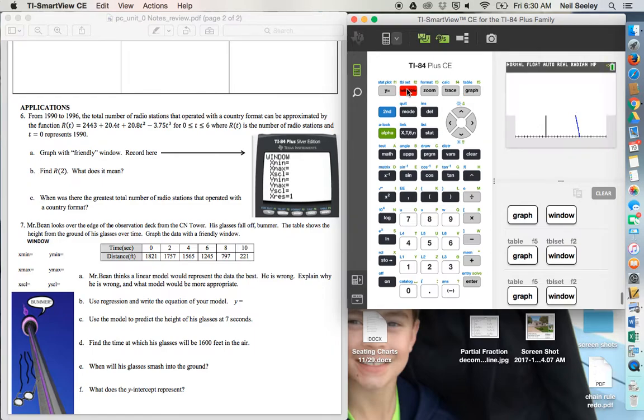That's what it looks like, and this is the window I chose, just with some intuitive putting in 0 for t and looking at the graph. Okay. Now, what's the greatest number of radio stations and what does R of 2 mean? These are the two things I'm going to address in just a moment. I'm going to have you set a table up. So in all our graph options, which are all these buttons here, second graph gives you into the table region.